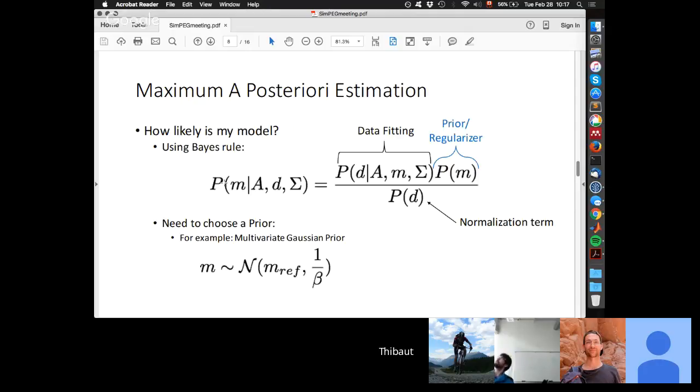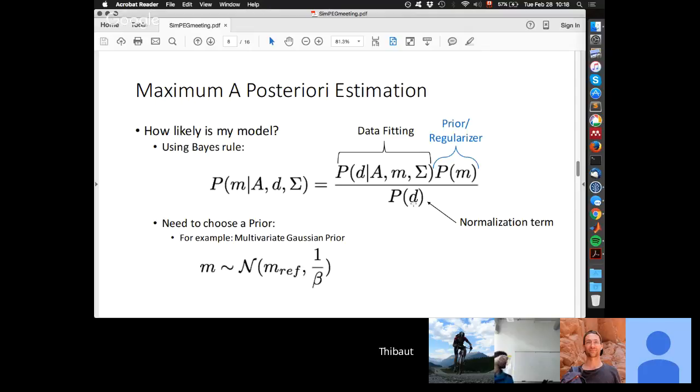To estimate that, we're going to use Bayes' rule in probability. So the probability of my model knowing all my parameters is the probability of my data, again knowing all the other parameters, so that's my data fitting term, multiplied by the probability of M. And I have a normalizing term here that we don't need to care about. It's just the probability of the data over the whole space of all possible other things.